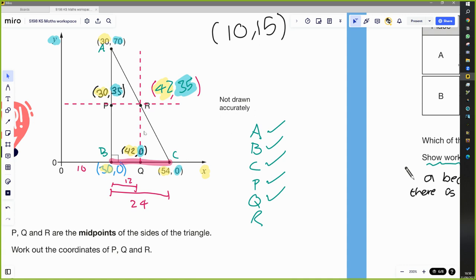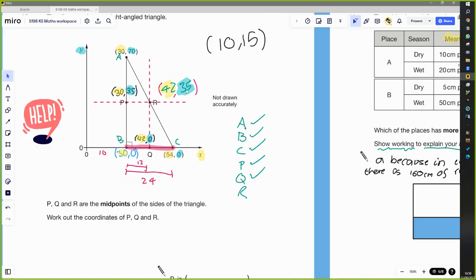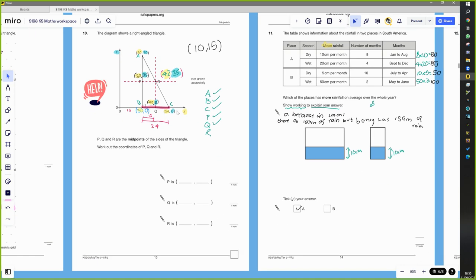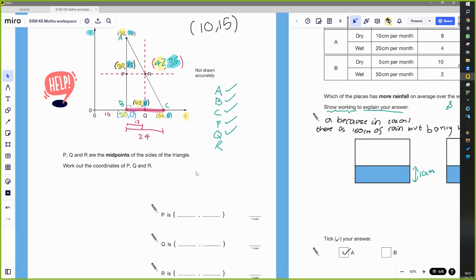So R is going to be directly above Q, and so therefore the x coordinate must be the same, so it's 42 in the x coordinate. And the same sort of idea for the y coordinate. It's going to be the same height as P, so therefore it's going to be 35. So those are the coordinates for P, Q, and R. We didn't bother writing them in because we wrote them on the diagram.